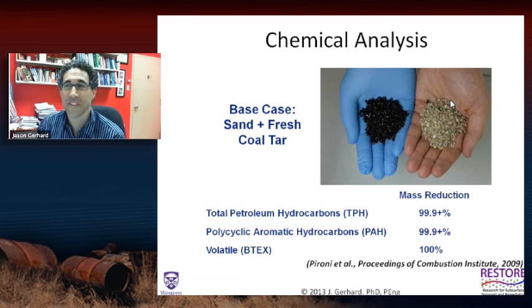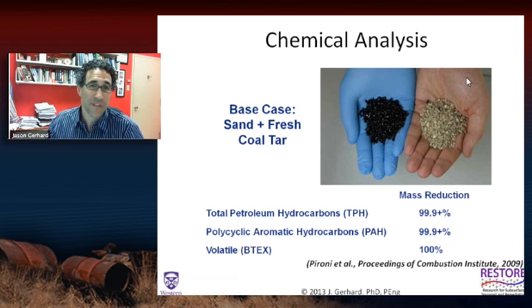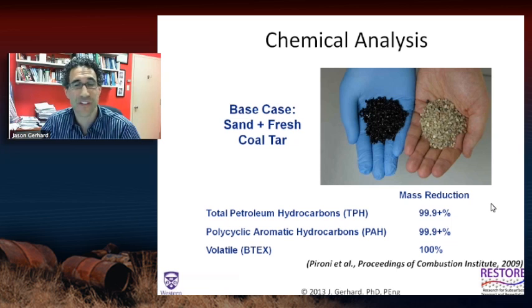And here we see a chemical analysis. Basically this is the material before, sand, and we bought some fresh coal tar to mix with the sand. And here's the sand afterwards. It looks pretty much like the sand did before we started. We have basically no TPH, or total petroleum hydrocarbons, left, no PAH, and no volatiles. There's basically nothing left. And this is very typical of what we see for the last 8 years.